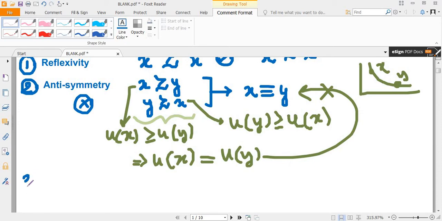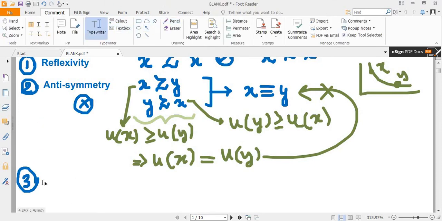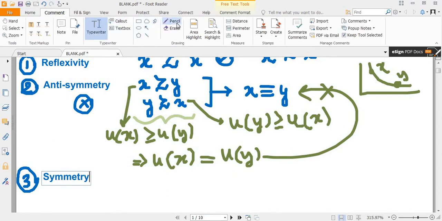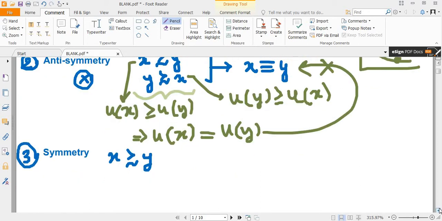The third property that we'll be looking at is the property of symmetry. So let me write that down. Now, what was the property of symmetry? The property of symmetry was that if I can compare in one direction, so if I can say x is weakly preferred to y, I should be able to say y is weakly preferred to x.